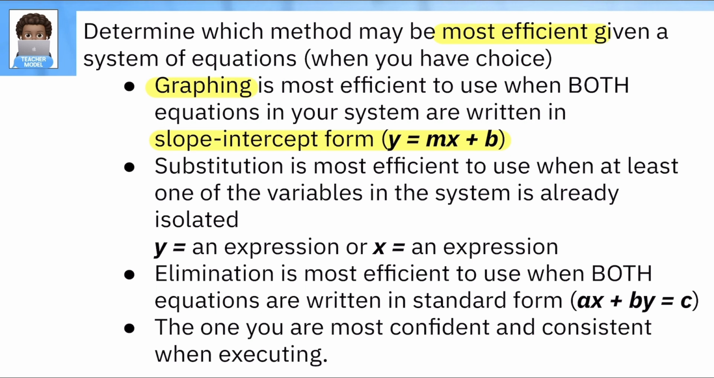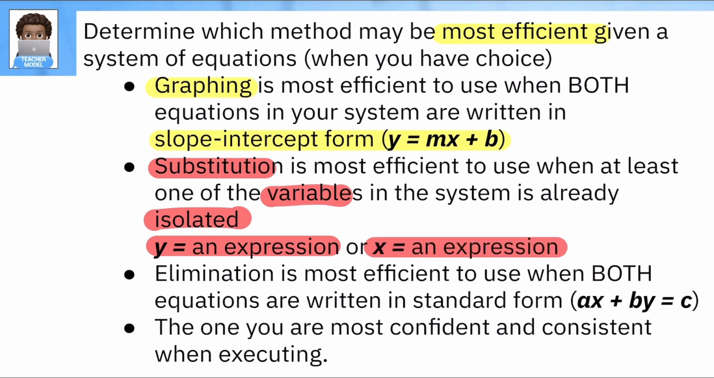Second method, substitution. It's really efficient when at least one of the variables is already isolated. So if you already have x equals something or y equals something, then it's already set up for you to substitute. I don't have to do any extra work. It's already set up. I can just substitute that expression right in.